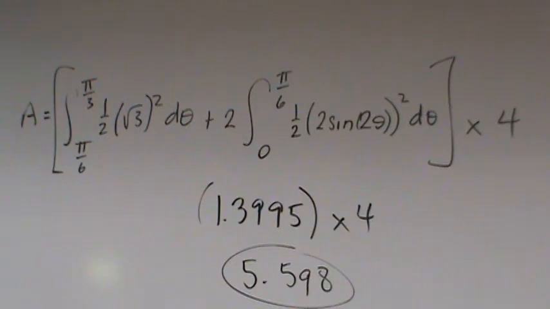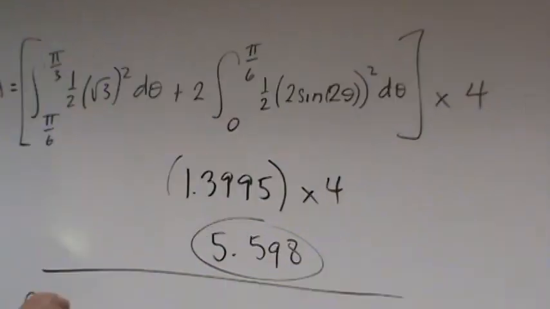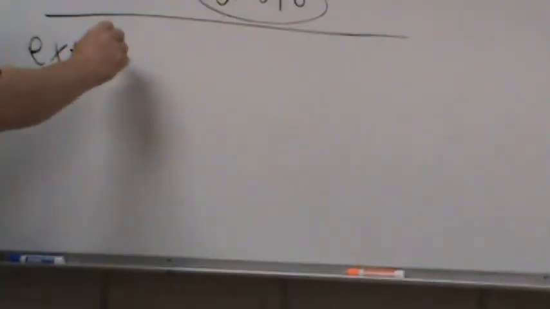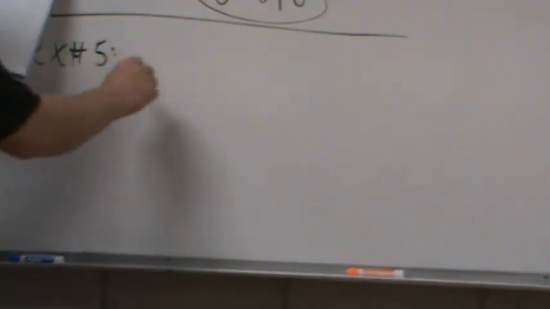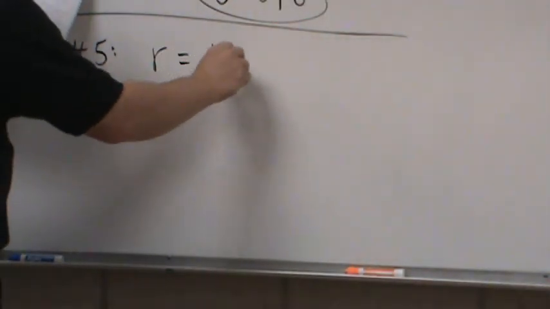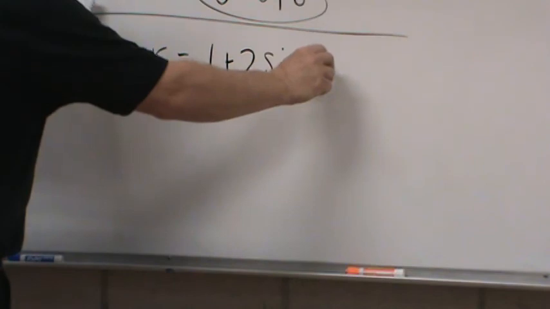Well, guys, any other questions or issues on this problem before I just show you one last problem that I'm not even going to do? I just want to show you how to deal with it. Here's our last example. This was example number 5. We're not going to get to it, but I want to at least graph it. r equals 1 plus 2 sine theta.